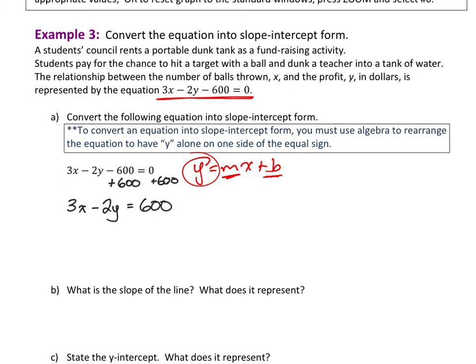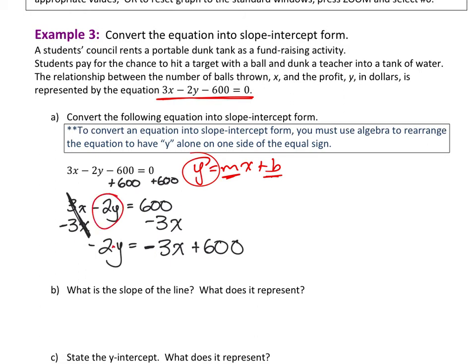Then move the x term. The x term is positive, so we'll subtract the whole thing. 3x minus 3x would just equal 0x. So 0x minus 2y just equals negative 2y. What we do to one side, we have to do the same to the other. Now we typically write the x term first, so we would have negative 3x plus 600 on the right side. Now we have the y term by itself on the left side of the equation.